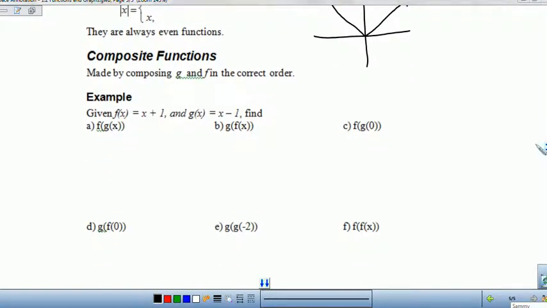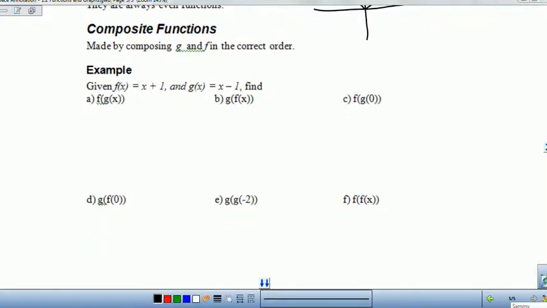And then lastly, so we did piecewise, absolute value, and then lastly composite functions. And these are very important later on when we go and learn to find derivatives of composite functions. You have to know what they are, and most importantly, how to identify a composite function. And a composite function is composed of two functions by taking one function and putting it inside the other.